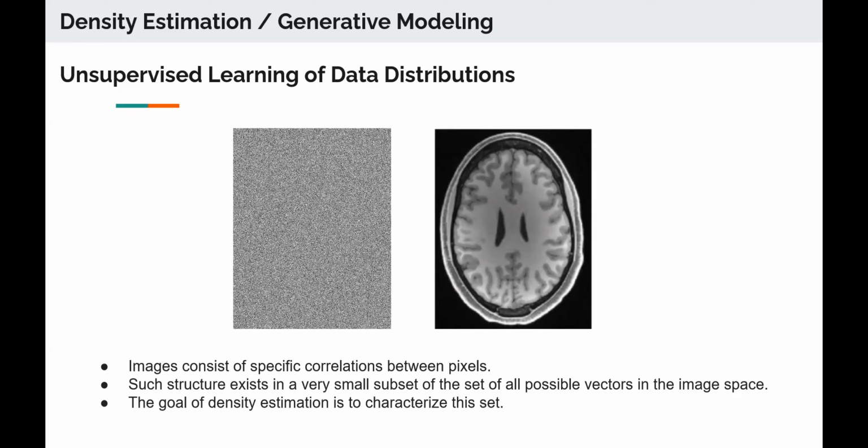And the task of density estimation or distribution learning is to somehow characterize this set in this big space. We want to characterize the subspace such that in this subspace all the points are going to look like plausible brain images. So this is the task of density estimation or generative modeling or distribution learning and so on.